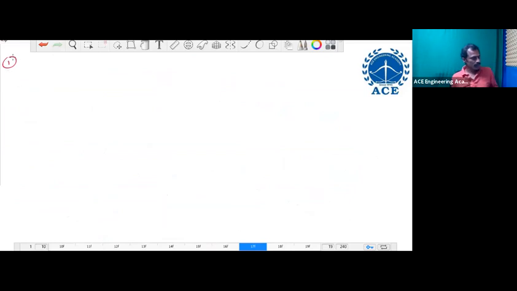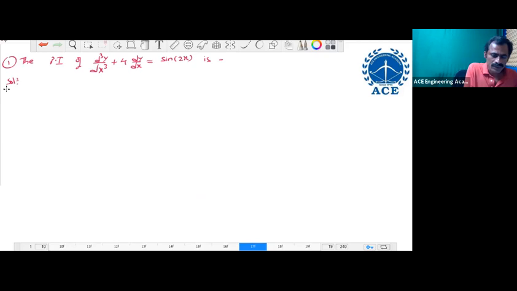First problem. The particular integral of d cube y by dx cube plus 4 into dy by dx equal to sine 2x is. It is a third order non-homogeneous differential equation. In the non-homogeneous part, we have a trigonometric function. Whenever it is a sine or cos trigonometric function, we find the particular integral by using the second method. So let us do this problem.